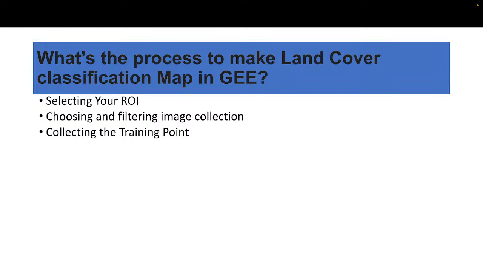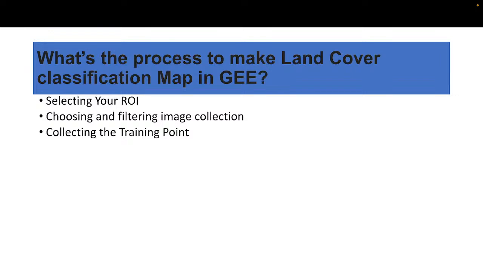So then you just need to take the training sample of all classes which you want to classify. Just simply take the training sample for water body, built-up, vegetation, barren land, or agricultural land, whichever class you classify, just simply take the training point. And how can we take the training point?